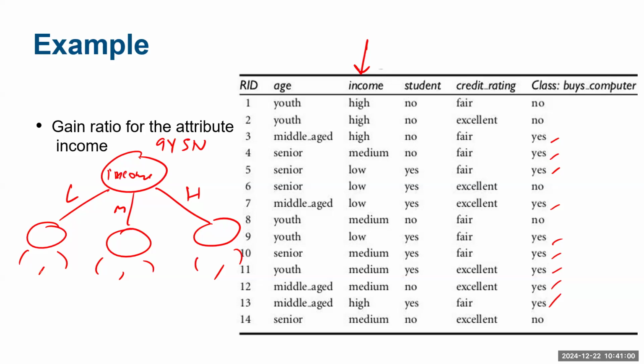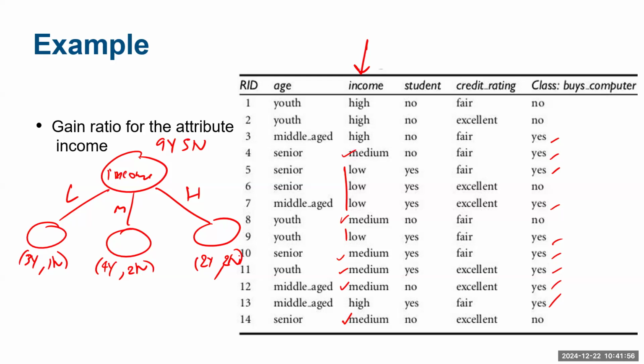What if the income is low? What is my split? We have 4, so we have 3 yes and 1 no. For the medium, I have 4 yes and then 2 no. And for high income, I have 2 yes and 2 no. So this is my split if I use income. So 4, 10, 14.